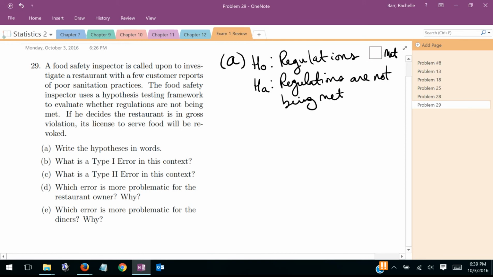There we go. So, let's talk about what a type 1 error would look like for this scenario. Remember, a type 1 error is rejecting your null hypothesis when it was actually true. So you shouldn't have gone with your alternative. So you would conclude the regulations are not being met when they actually are.